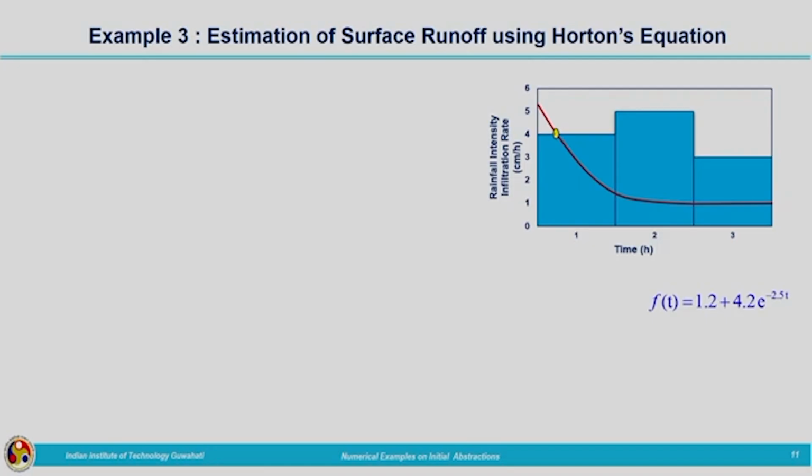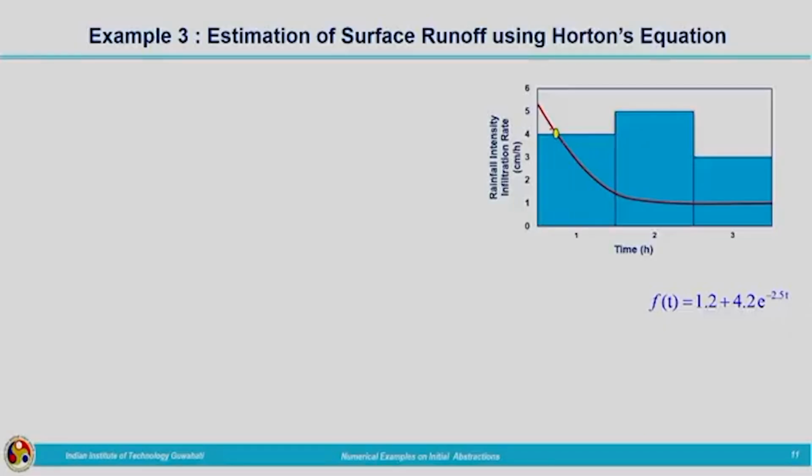So, first we need to calculate the value of time corresponding to this meeting point of the infiltration curve and the rainfall intensity hydrograph. Corresponding to that time, whatever rainfall is occurring is converted to abstractions. So, that can be denoted by the time TR. This we need to determine now. So, for T less than TR, infiltration rate is equal to I, that is F is equal to 4 centimeters per hour.